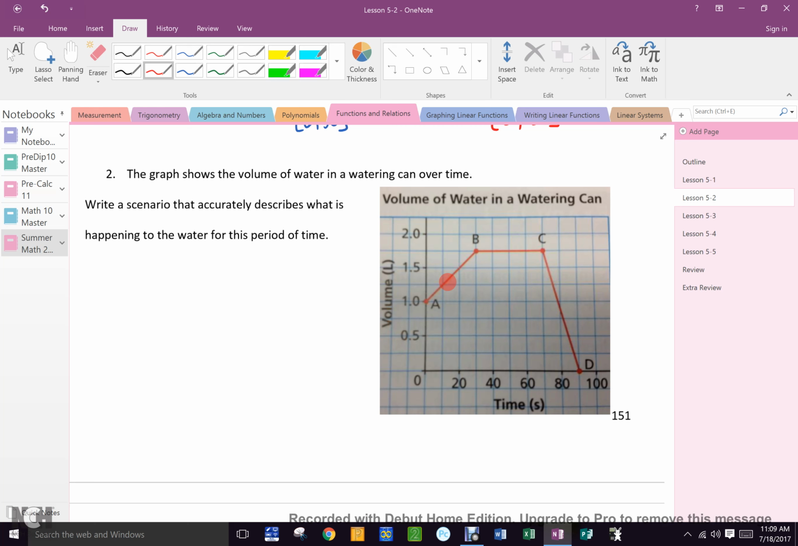What is the volume of water? That's something like that, right? What do you mean? Like it says the volume of water in a watering. Oh, what's the watering? Oh, yeah, like the garden thing, right? Okay, I get it.